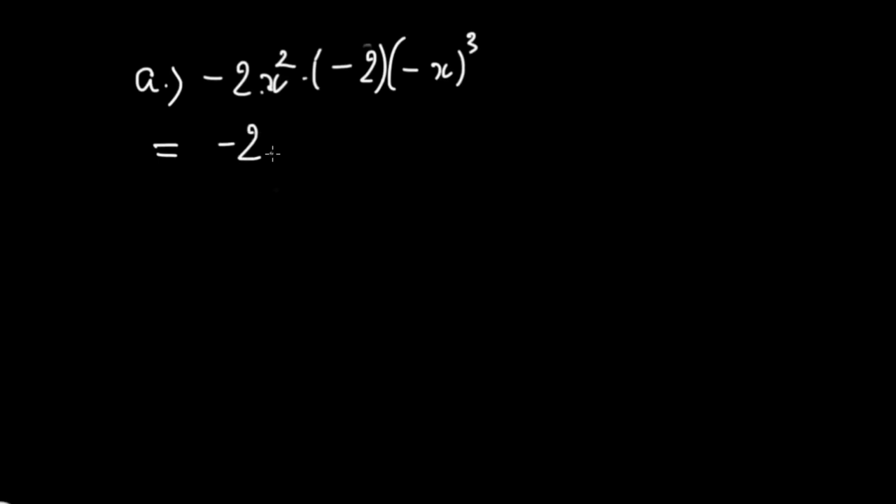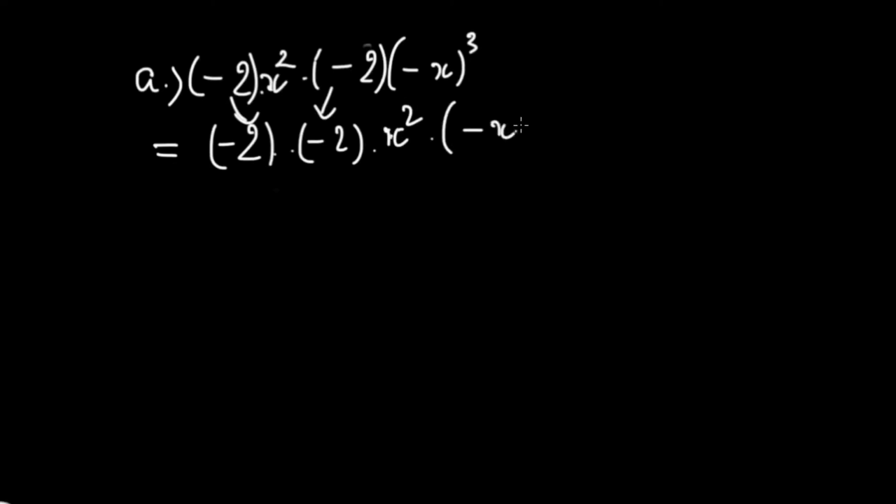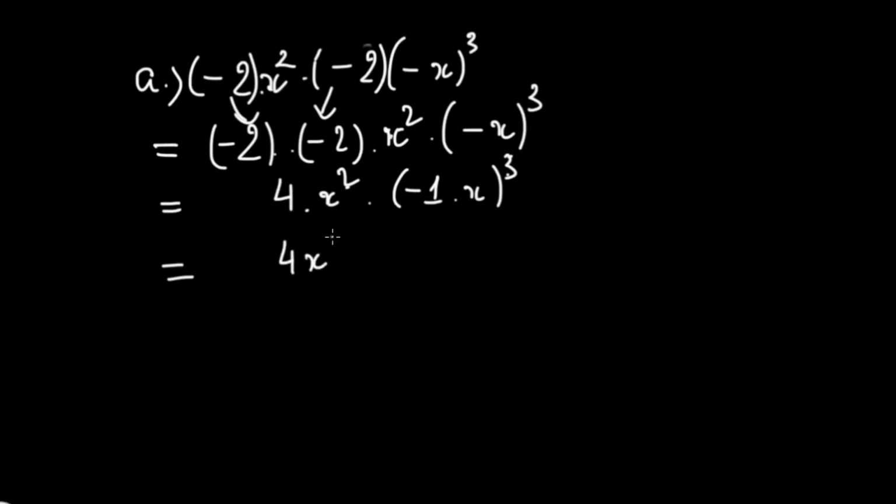Equal negative 2 times negative 2. We see this one, we can combine together, right? And then we put x squared here and negative x to the third right here. Negative 2 times negative 2, you got 4 x squared. And we see this is actually negative 1 times x to the third. And we put 4x squared down right here, right?